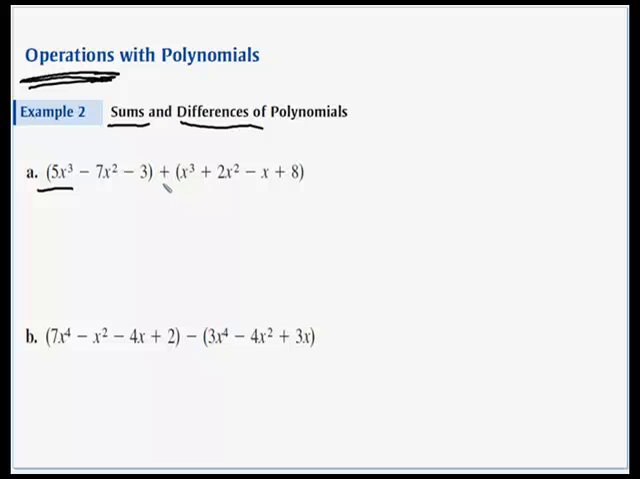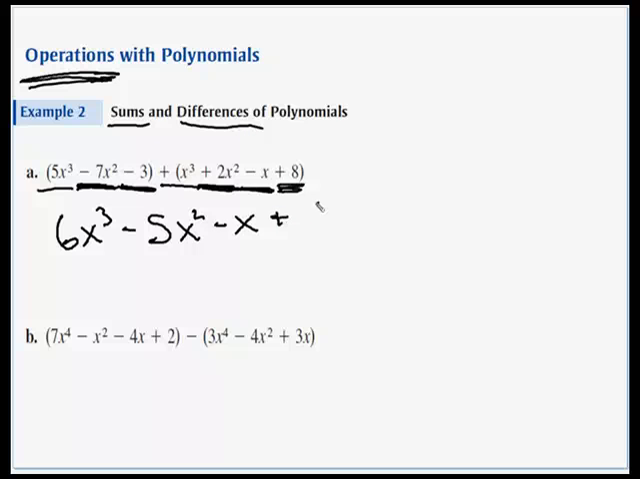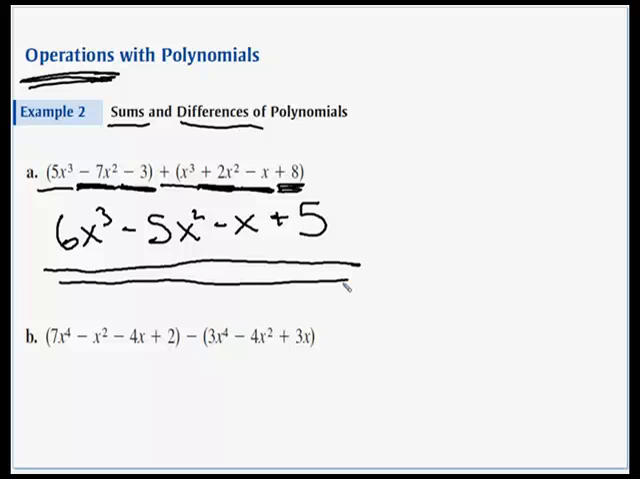5x to the third plus another x to the third is 6x to the third. Minus 7x squared plus 2x squared leaves us a minus 5x squared. Here's a minus x, and there's no corresponding x term over here, so we just keep this as a minus x. And then we have a minus 3 and a plus 8, and negative 3 plus 8 is 5. So there is the sum of those two separate polynomials. Again, when it's plus, it's easy. Ignore the parentheses, collect like terms.